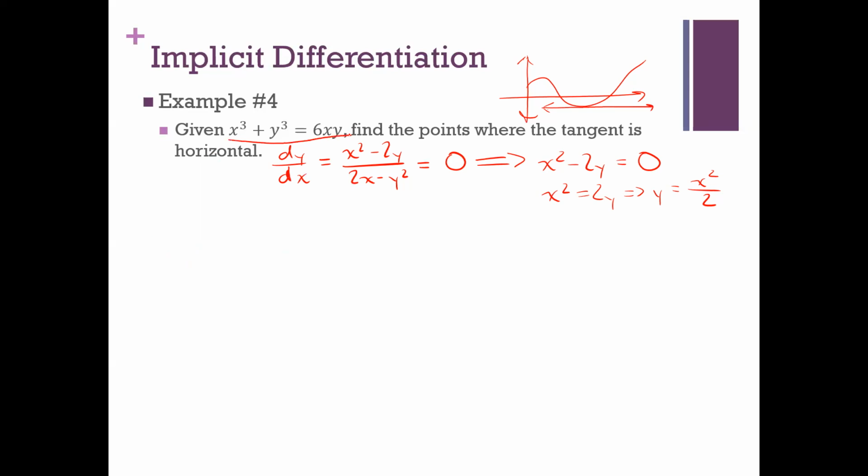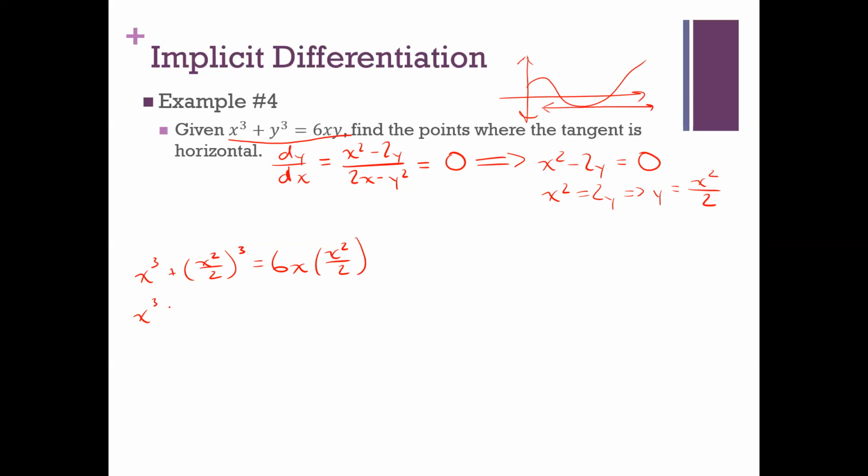I'm going to take this equation, which I can't really solve because it's got 2 variables in it, but now I have a way to write it in terms of only one. So I have x cubed plus (x squared over 2) cubed equals 6x times x squared over 2. Is this an equation I can solve? Yep. Got a single variable in it, so let's clean it up a little bit.